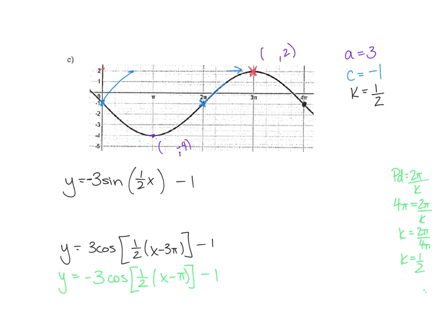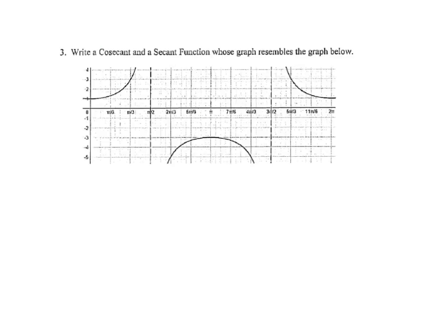So if we chose not to reflect our sine curve, we then could have used a phase shift to shift it to the right 2 pi units. So again, you would not be required to give this many examples. However, I think it's just important for you to see the different options to kind of gain that full picture idea. So in this last example, I am asking that you write for me a cosecant and a secant function whose graph is represented with the one below.